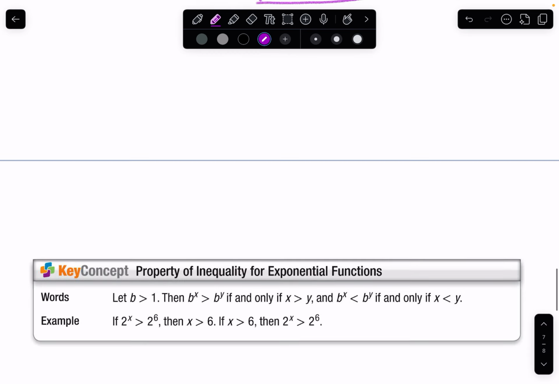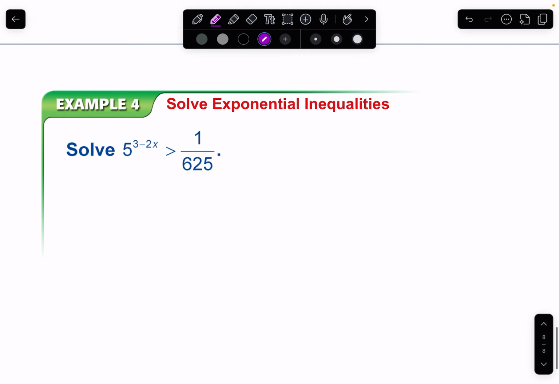Then example 4 is your last example in the set of notes. So example 4 is similar to example 1 and 2 from earlier in the section. So we did solving exponential equations. These are solving exponential inequalities. It's the same concept as far as having to have the same base number, except for now you're going to end up with an inequality versus an equal sign.